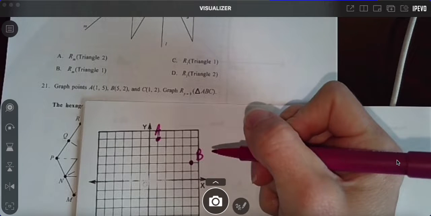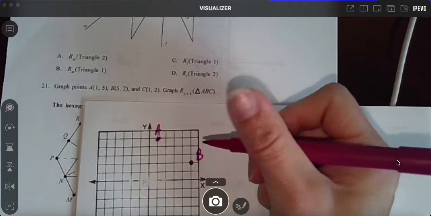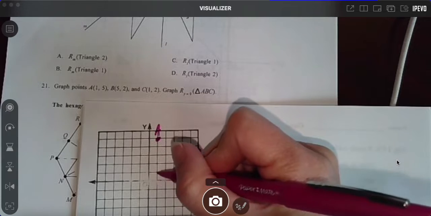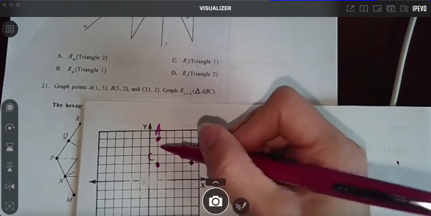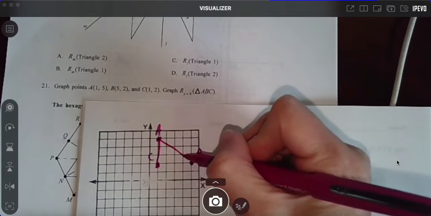Possibly, yeah, or I'll give you a graph. I'll go through it and make sure. C is over 1 and up 2. Oh, and that's it. So it's a triangle. So I'm going to draw my triangle, ABC. Everybody's good with the first part, right?